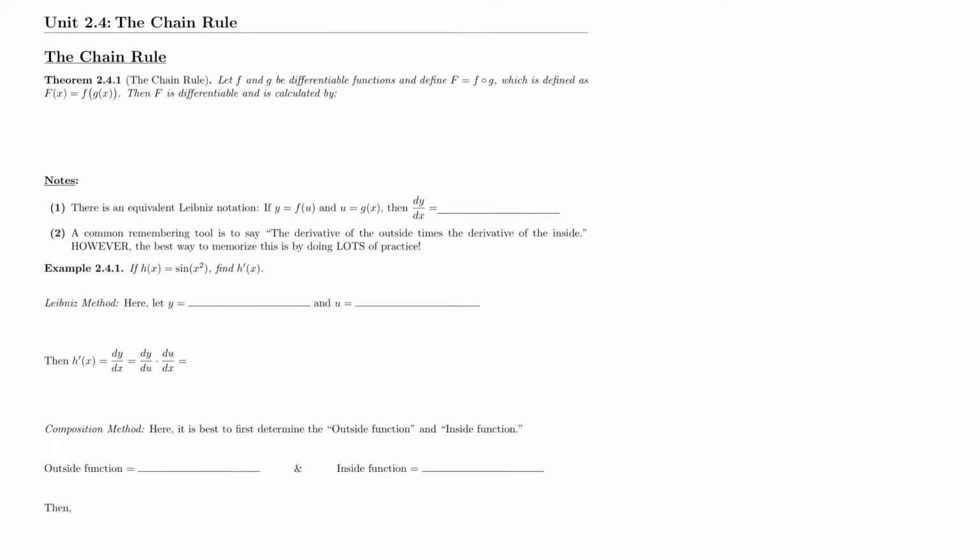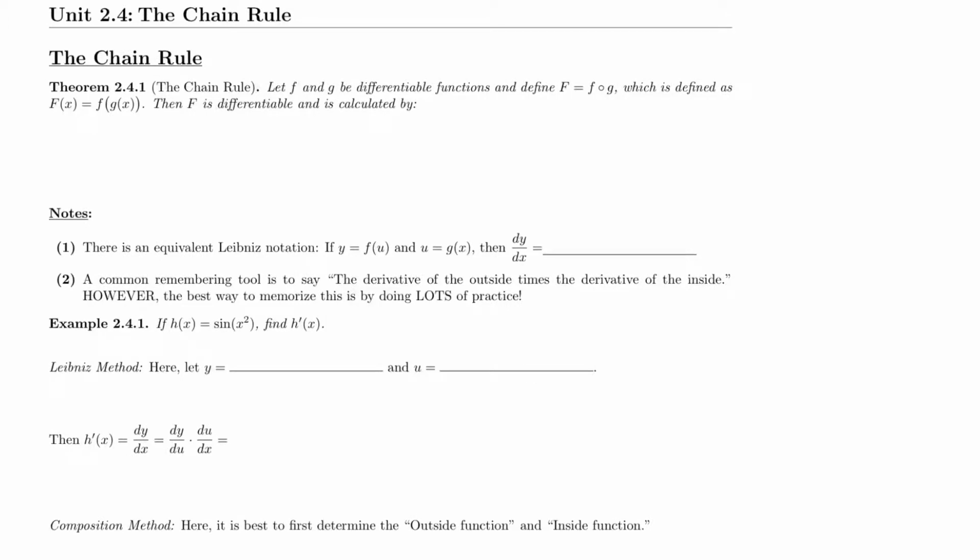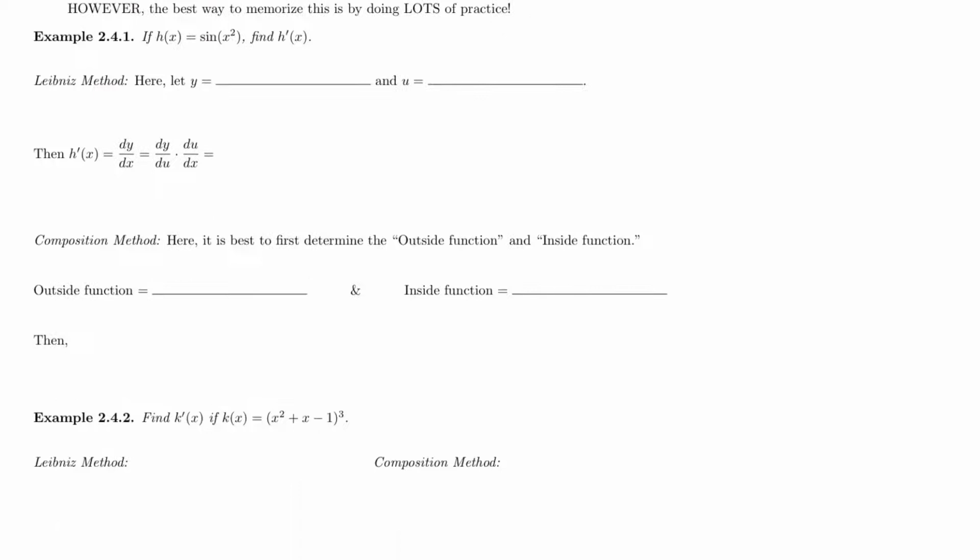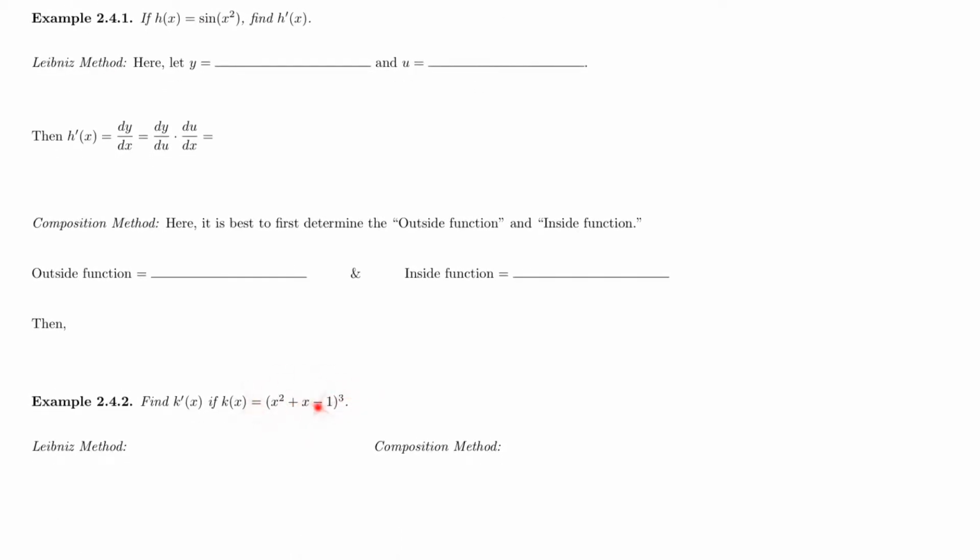So chain rule has to do with when we have a composition of functions, so a function inside of a function. An example of a composition of functions is something like down here, where you have this inside function being raised to the third power. Right now, the way that we would take care of this, we would have to FOIL the whole thing out, or write it as x squared plus x minus 1 times x squared plus x minus 1 times x squared plus x minus 1, and then use product rule twice. It would be pretty nasty, but there's going to be a faster way of doing it once we've talked about chain rule.